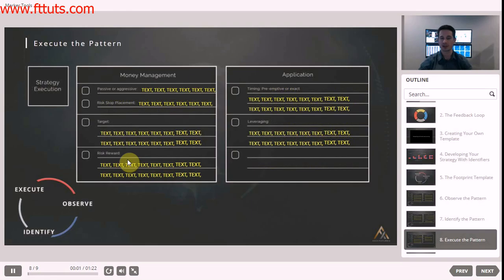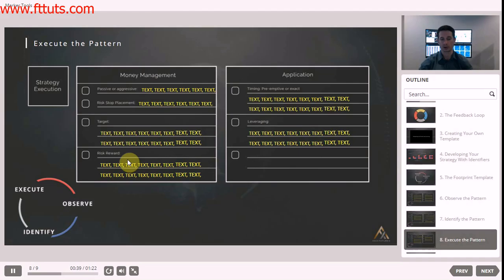So the third section of the template is all about strategy execution. Again, the two subsections will include money management as well as the application, or the decision-making process. Now, some of the factors to consider, or the identifiers we're going to consider with regards to money management, will include passive or aggressive execution, risk stop placement, target placement, as well as the risk reward. And then in terms of the application side, timing, whether we're preemptive or exact, as well as leveraging, or better known as pyramiding.